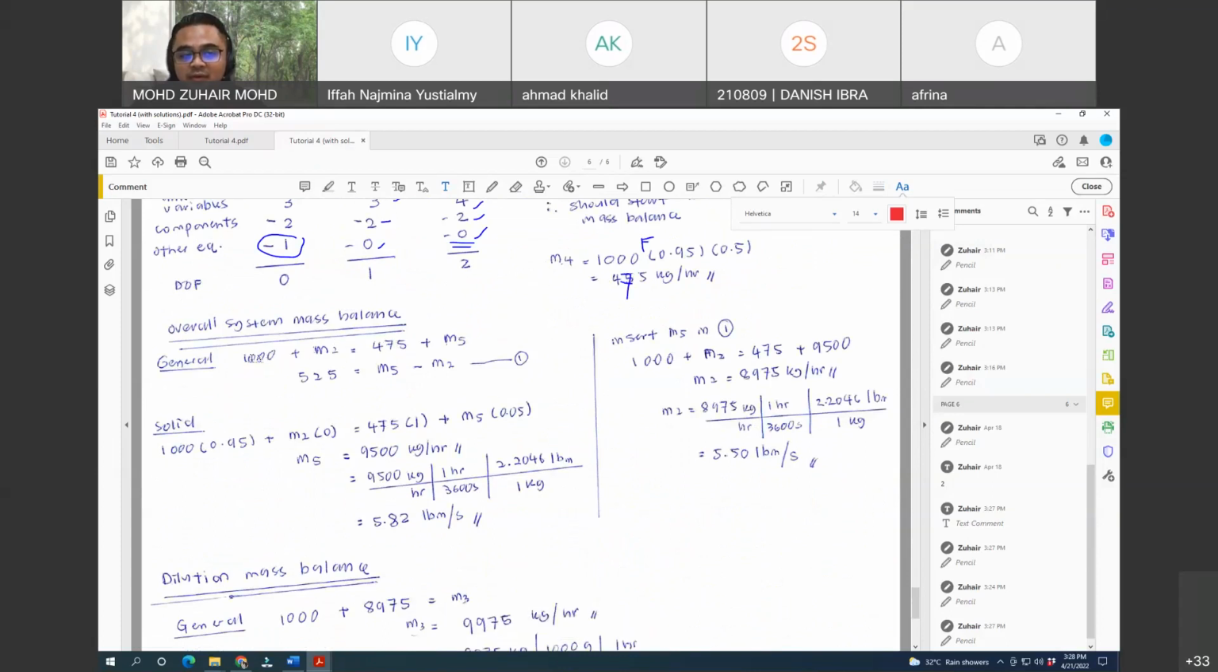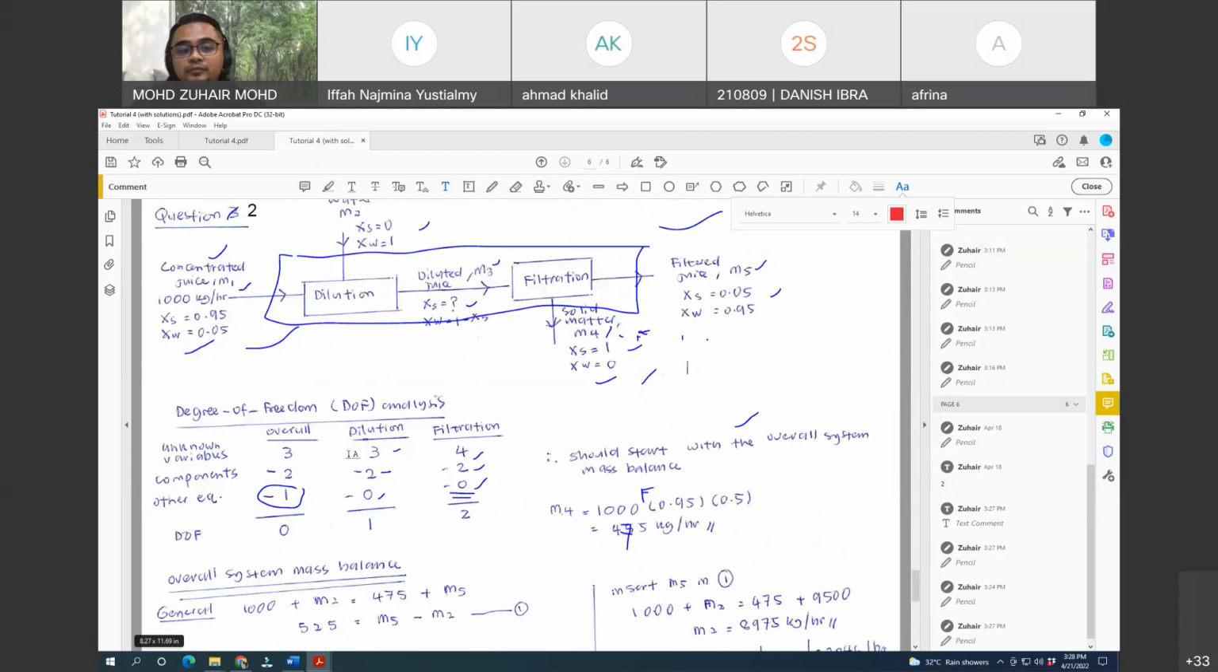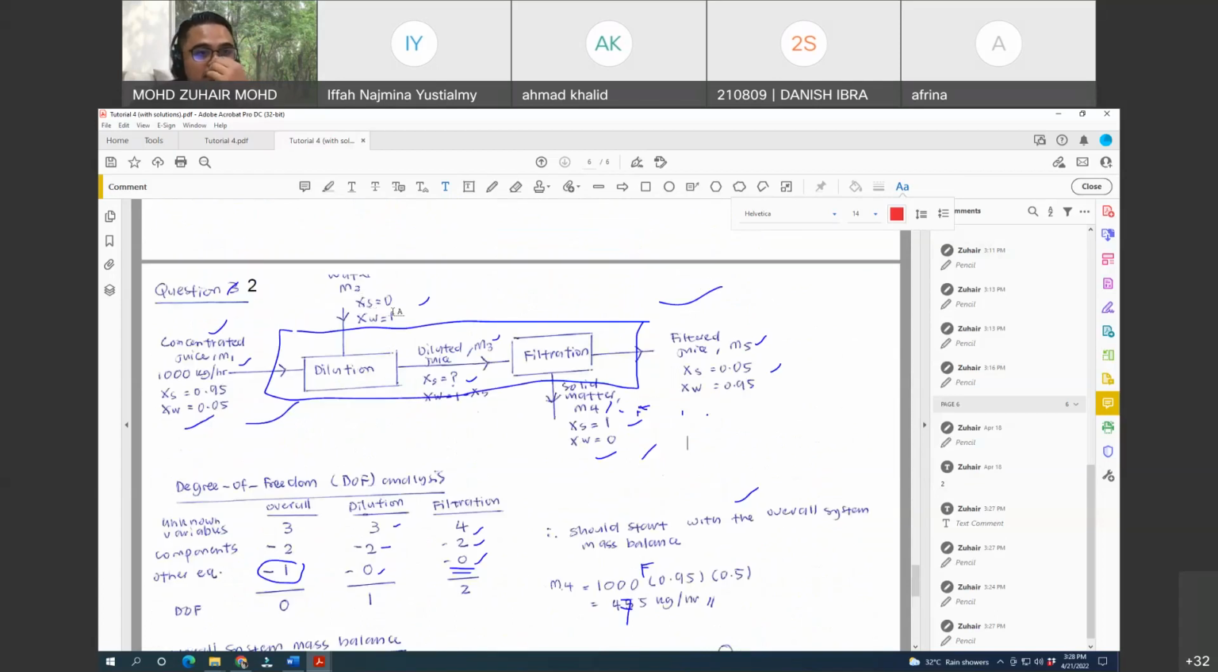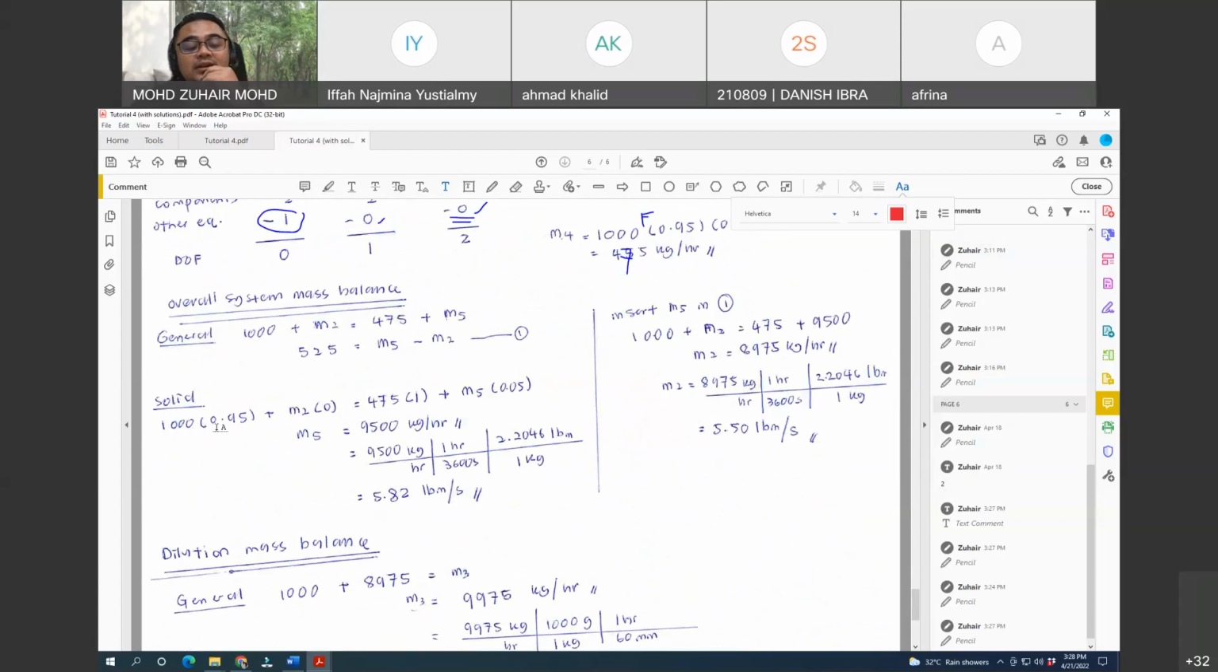We have the values of M1 and M4 already. So we are going to rearrange so that we get M2 equals M5 minus M4. This is the first equation. After that, we proceed with the solid balance, because here we have the water. So 1000 times 0.95 plus M2 times 0 because it's only pure water. At the end, we get M5 equal to 9500 kg per hour.